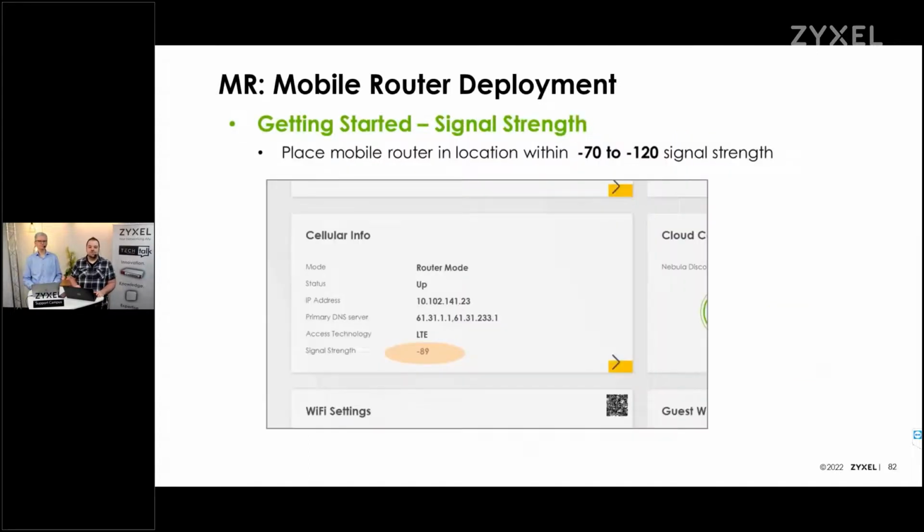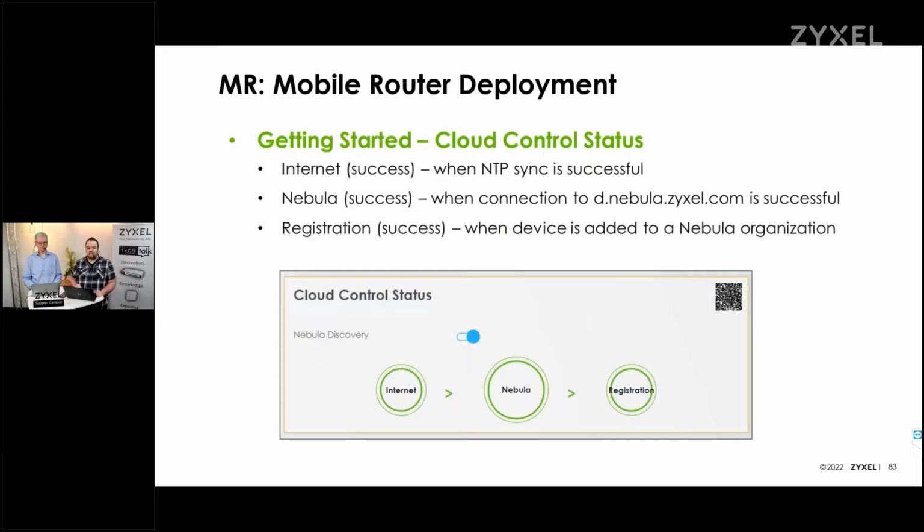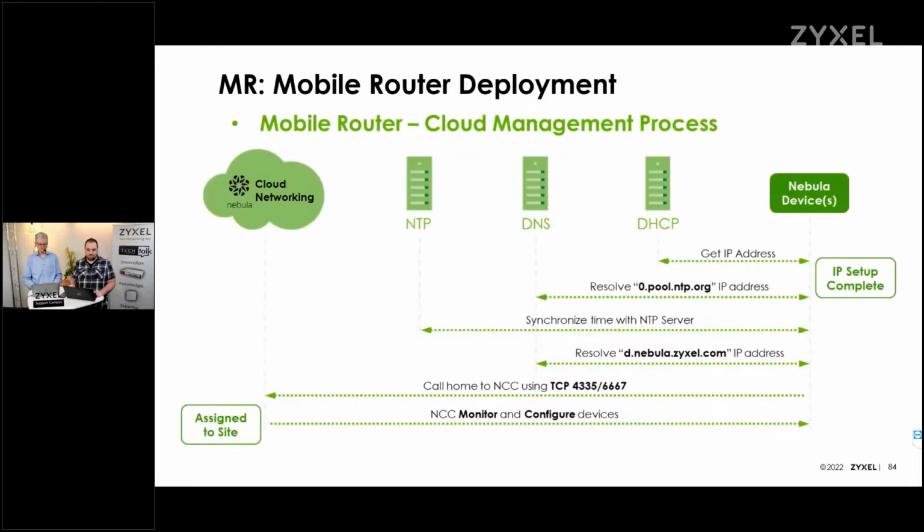If you have done this, you can check the signal. Is the position of my device well selected, or do I need to rearrange the position? We recommend -70 to -120 as signal. In my screenshot, it's -89, so it's quite good. If this is done, you can check the wizard: Internet, Nebula, registration. If all 3 are successful, then this device is ready to be managed within Nebula.